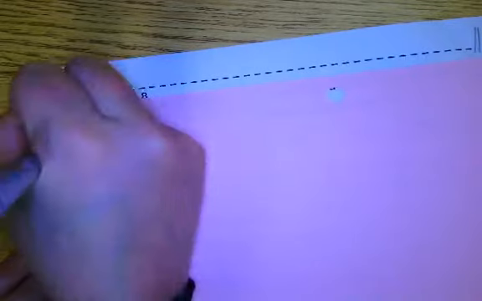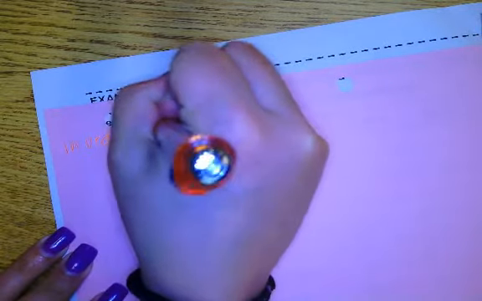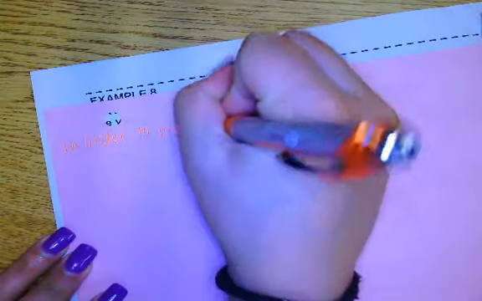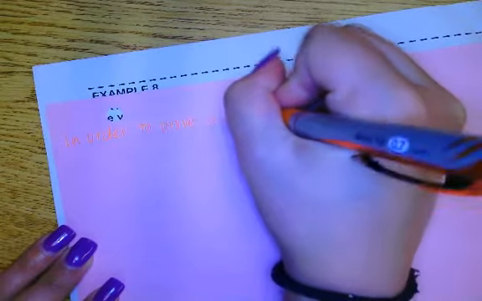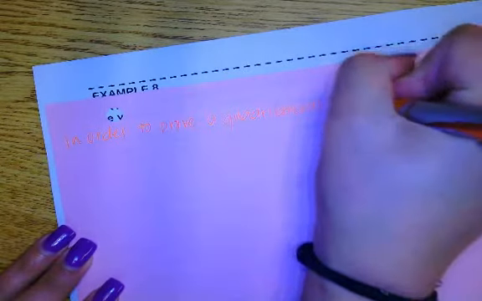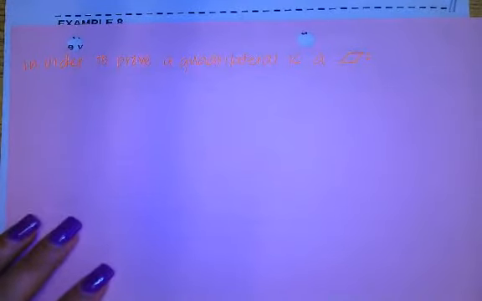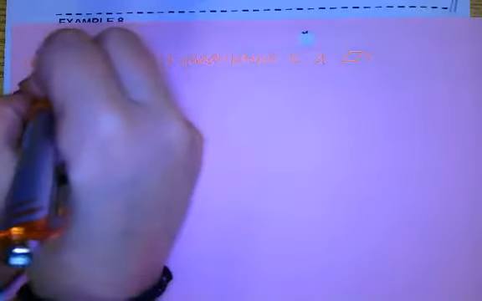So, in order to prove a quadrilateral is a parallelogram, you have to prove one of these four things. Number one, you have to prove that both pairs of opposite sides are parallel.